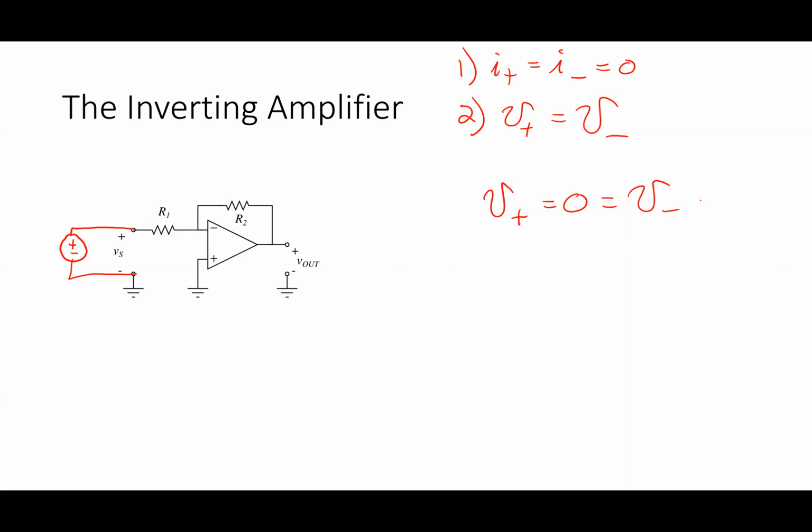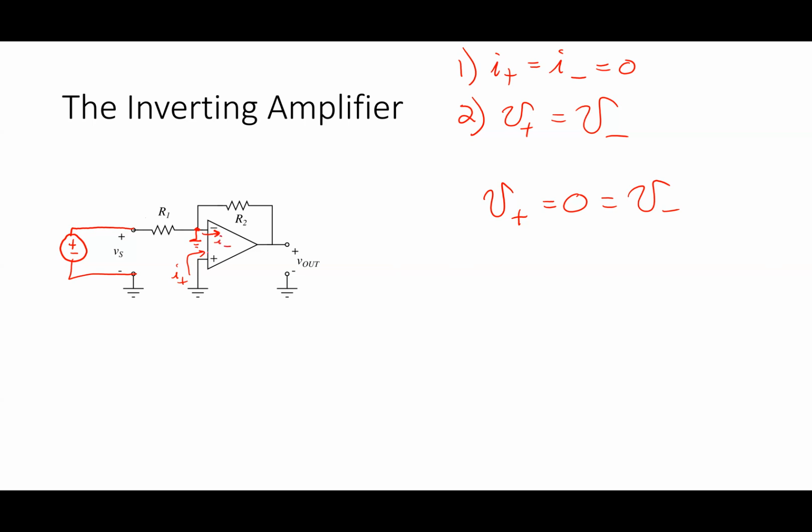So effectively what that means is that this point right here is also grounded. There is not really a connection. Sometimes we call that a virtual ground, because it's virtually grounded by the fact that those two points have to be equal to each other. We also know I plus and I minus are 0. So here's I plus. Where's I minus? Well, I minus is here, the current into the minus terminal.